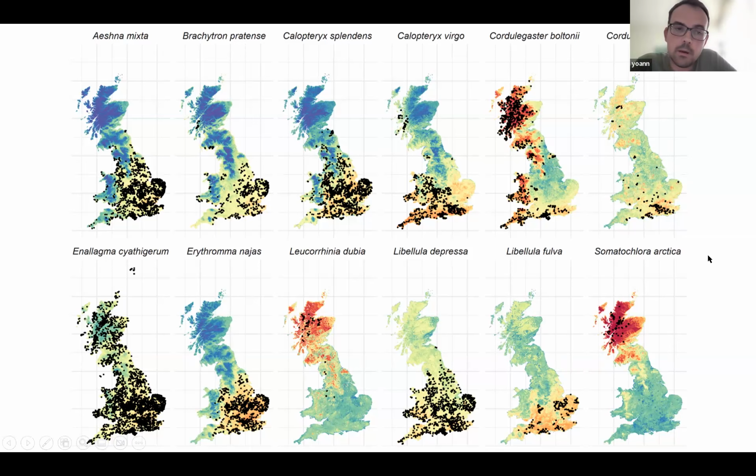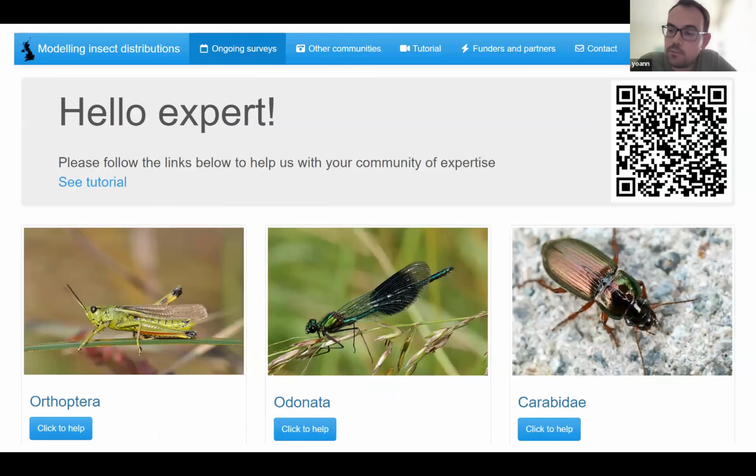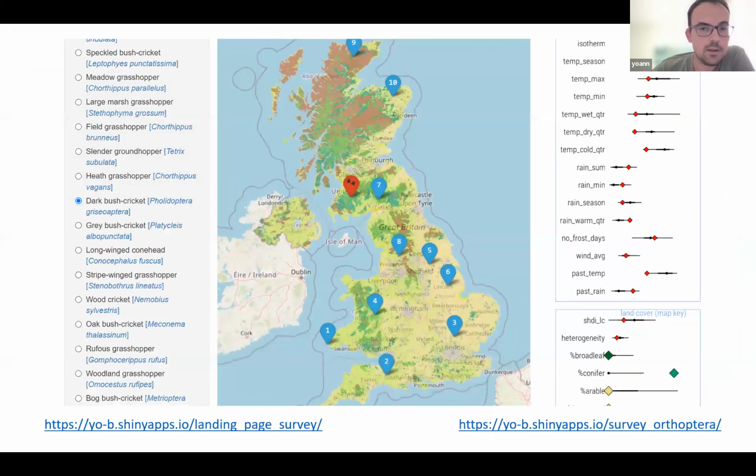So to go beyond that, we have built an online tool that some of you might help us with. If you're an expert in identifying some of those insects, so those 3 communities there, and also the bees, and are able to locate maybe some of those, please print screen now and follow that code there. It can help us. It will bring you to a survey.